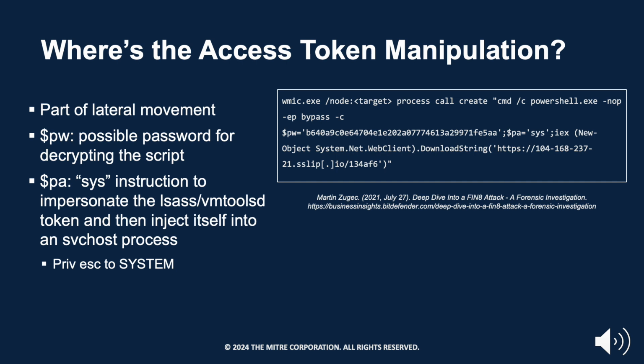Based on that information, the sys instruction tells the script to impersonate the access token for LSASS or VMTools-D and apply it to a service host process. This allows FIN8 to escalate privileges to SYSTEM, since the SYSTEM account is typically running the LSASS or VMTools-D processes. Since the token manipulation is part of the lateral movement step, this means that when the threat group laterally moves to the next target, it's able to kick off with SYSTEM privileges on the new host before proceeding to the persistence phase.